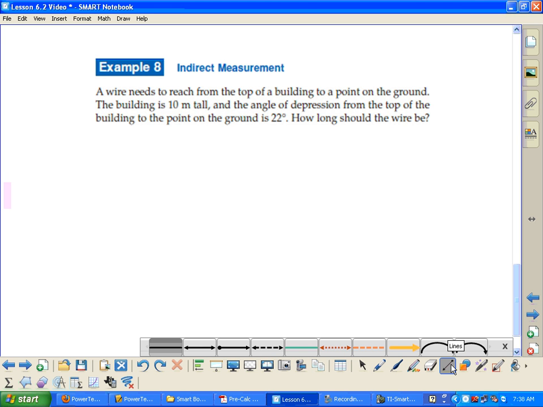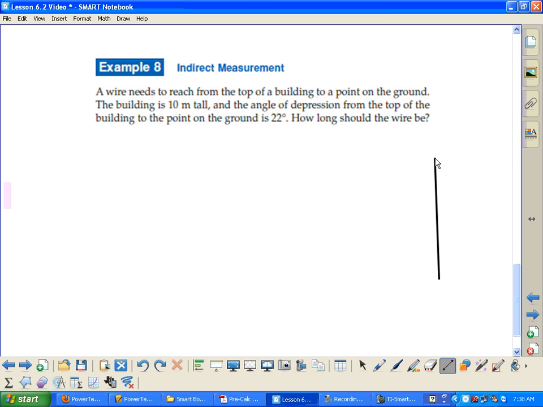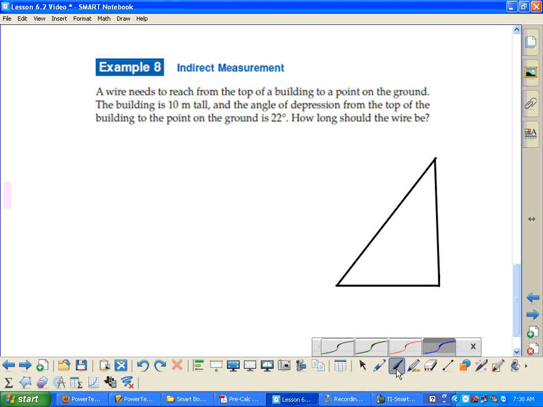So we've got a building here, and it says the wire needs to reach from the top of the building to a point on the ground. So here's the point on the ground. And it says the building is 10 meters tall, so we've got 10 meters here. And it says the angle of depression from the top of the building to the point on the ground is 22 degrees. And I'm going to need to change my picture a little bit here. So let's extend this a little bit.